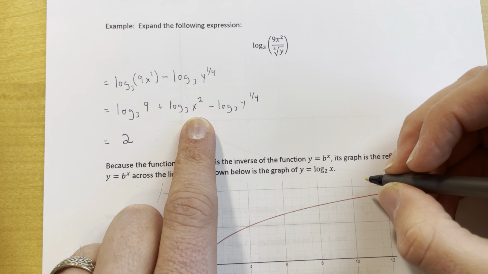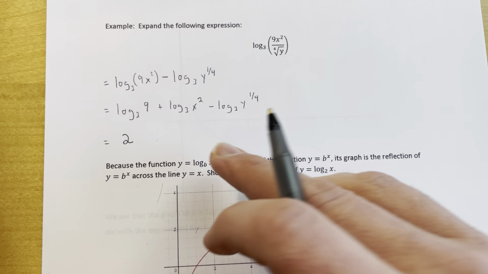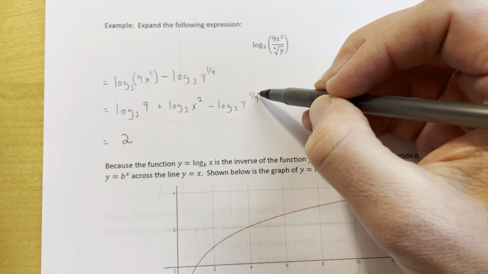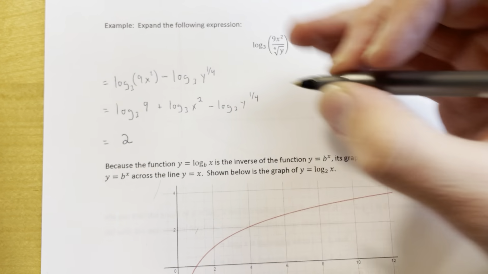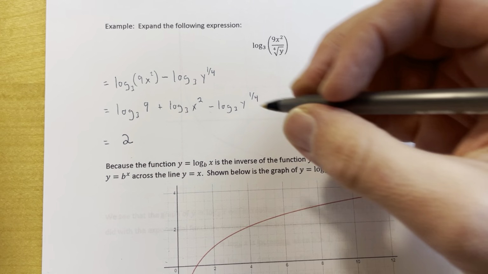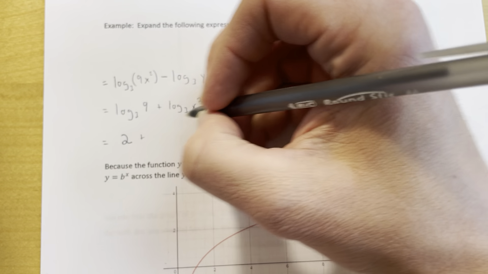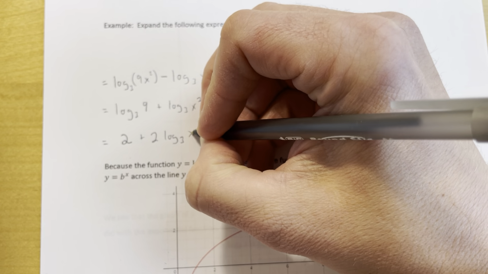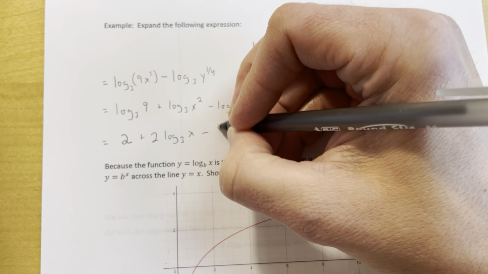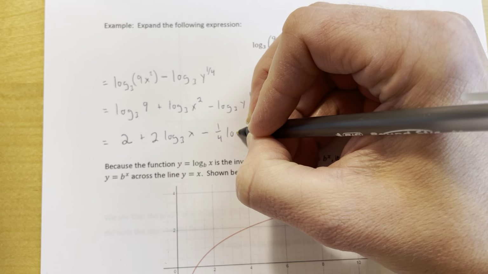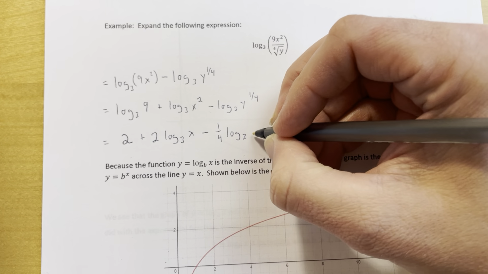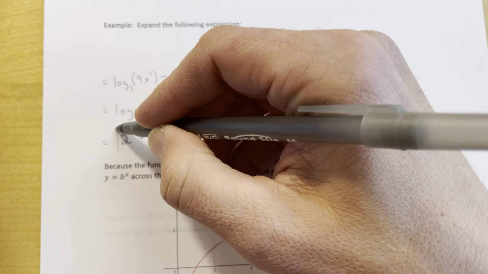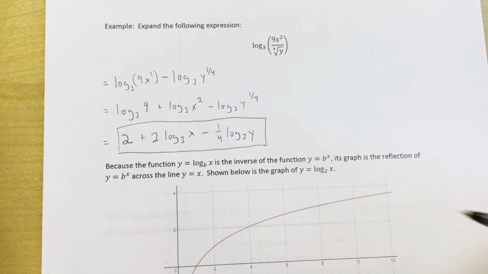And then here, I don't know what x is, I don't know what y is, so I can't do the same thing for these two, but each of these has an exponent, which according to that third logarithm property, I can bring out to the front. So plus 2 log base 3 of x minus 1/4 log base 3 of y. And this is what I would consider to be expanded.